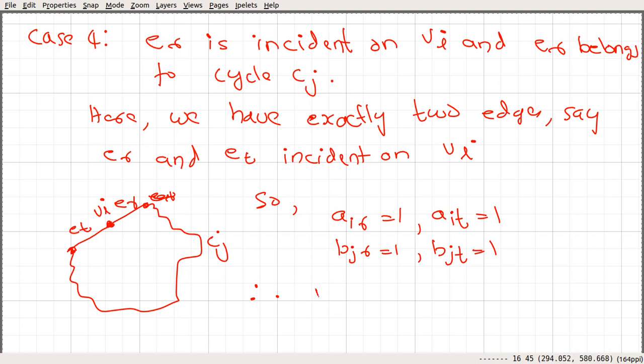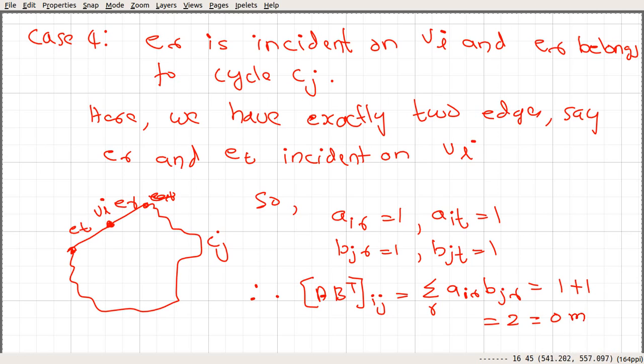So if you consider this product AB transpose and look at the ijth entry, we saw that it is nothing but the summation over all R of AIR times BJR. Only these entries survive, everything else will be 0. So this will be 1 plus 1, which is equal to 2, and that is equal to 0 modulo 2. And therefore we have AB transpose equal to 0. This is for arbitrary indices i and j, so this is true for everything. So AB transpose is a 0 matrix.